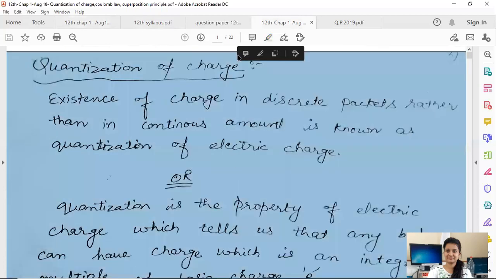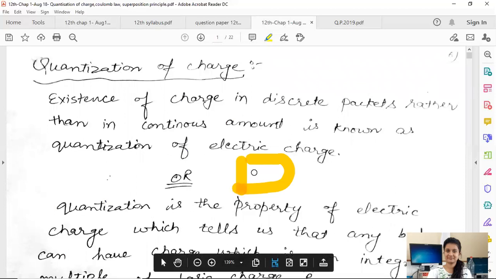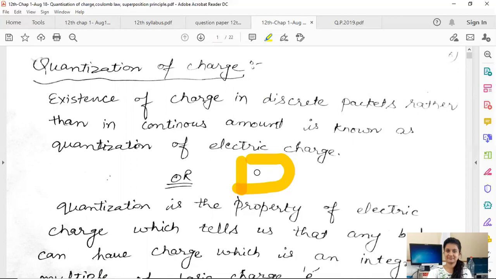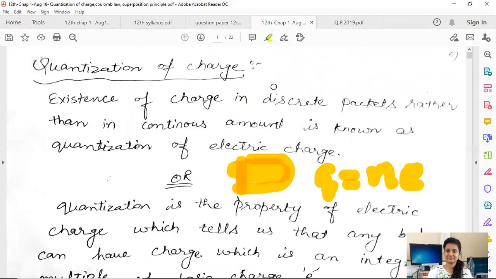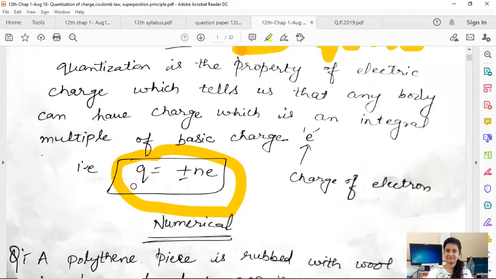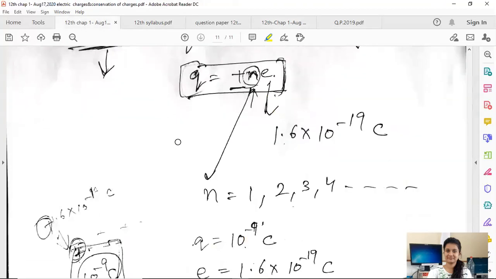Means if you consider an electrical body, an object having some charge, the amount of charge that this body attains is equal to an integral multiple of the elementary charge. Q is equal to Ne. According to this quantization of charge, you can calculate the quantity of charge on any electrified body. You can understand this concept by this numerical.